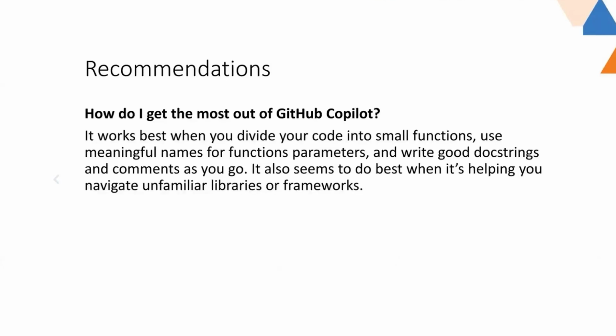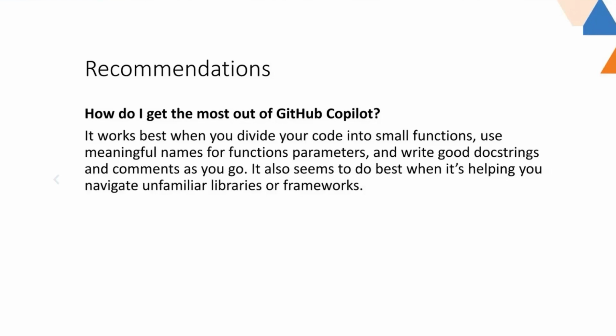Now let's look at some recommendations, how you can get the most out of GitHub Copilot. It works best when you divide your code into smaller functions. That's the first thing. If you're writing big functions, it might not work that well. You also have to provide meaningful names in the function parameters. As I mentioned earlier, if you allow GitHub Copilot to provide autocomplete, it will provide better names. But before that, it should know the context of the functions, so you should have some code with proper naming so that it can understand the context and provide better suggestions.